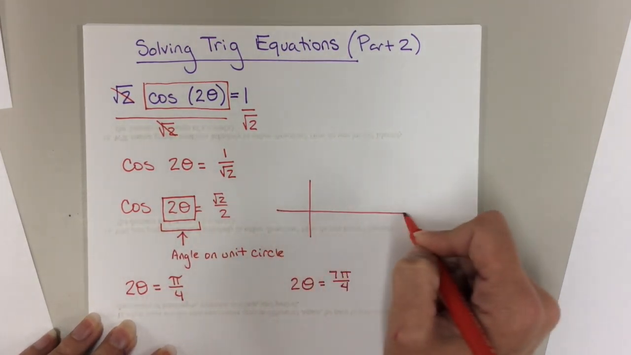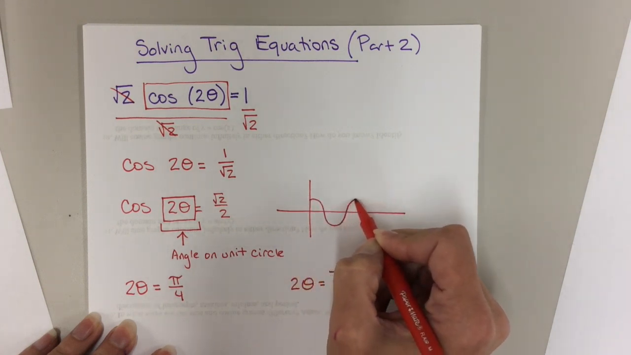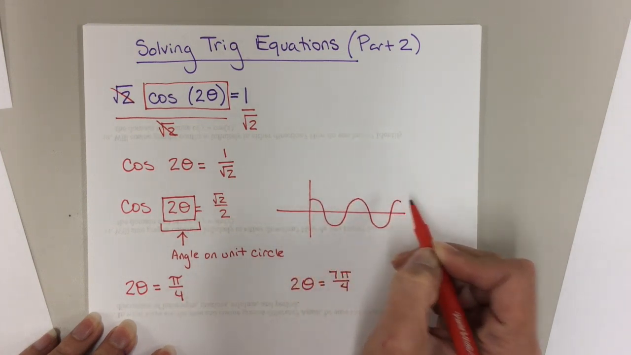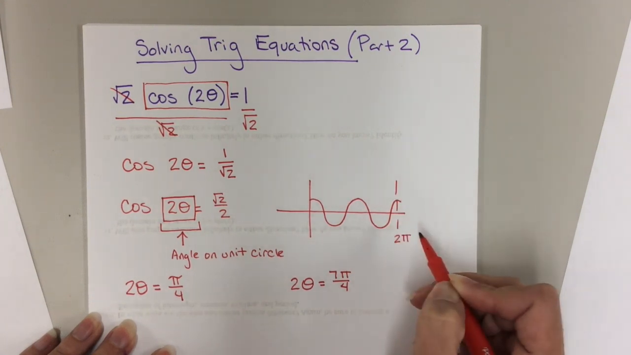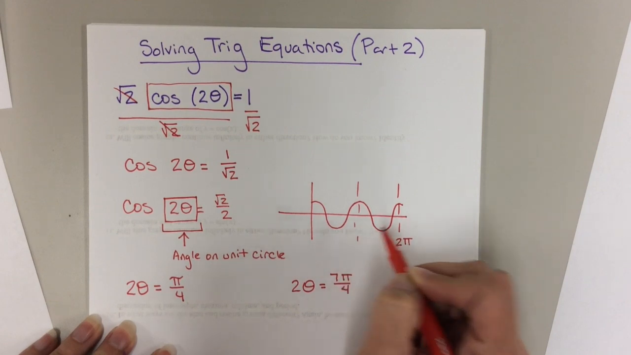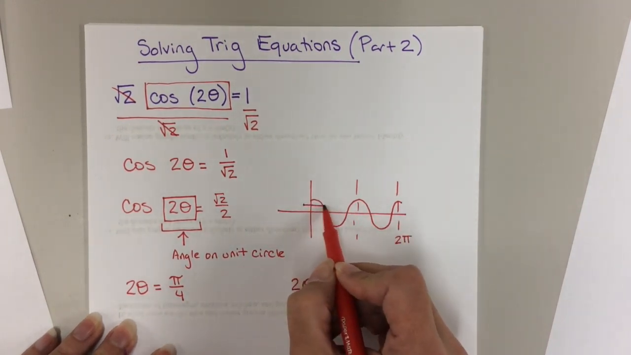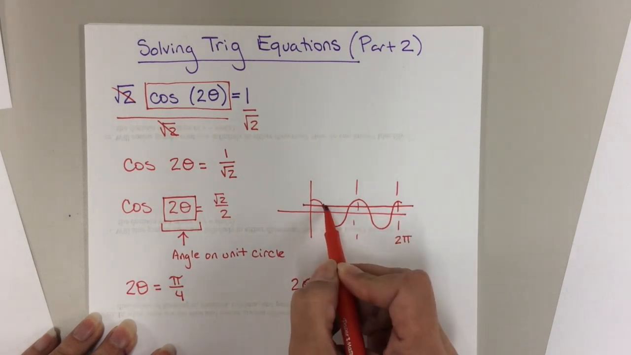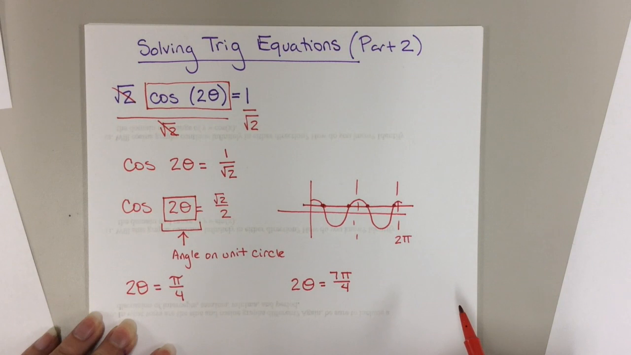So here, let's just make this up. So here's cosine, okay, and so this right here is 2 pi. And so this is pi, and if we draw some line here representing square root of 2 over 2, we should have 1, 2, 3, 4 solutions. So notice right here we only have 2.